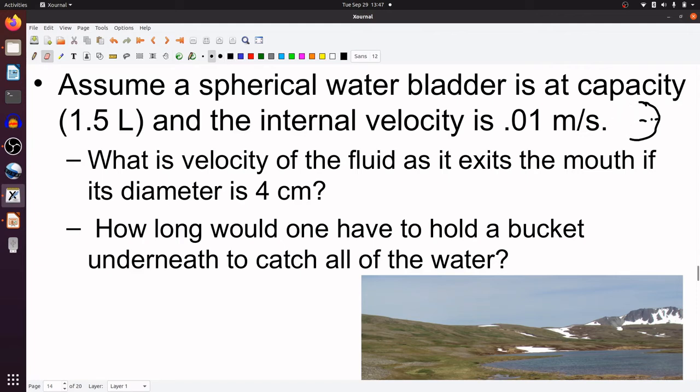What is the velocity of the fluid if it exits the mouth of the bottle, if it has a diameter of 4 centimeters? And then how long would I have to take to hold a bucket underneath to catch all the water?